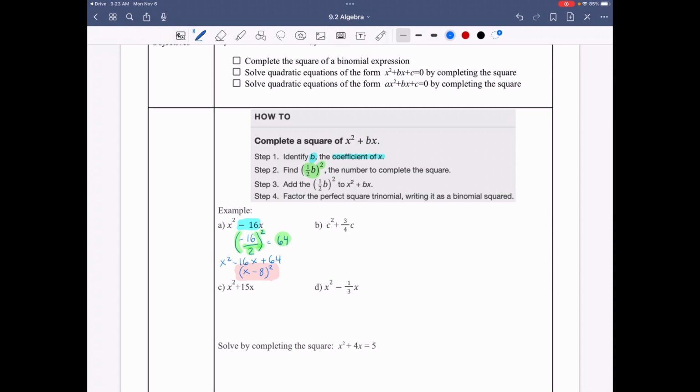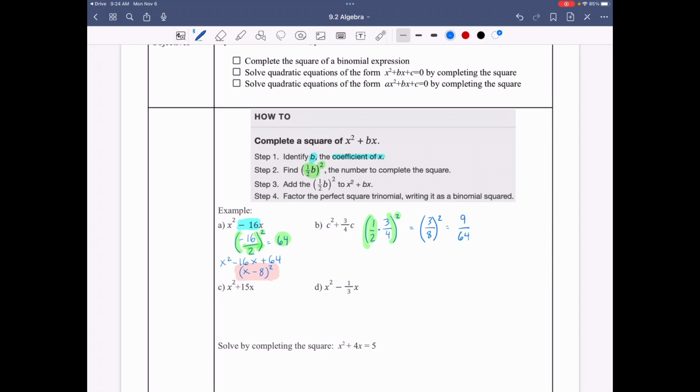So let's do this again for b, but b is a fraction. So we're going to do the same steps. We're going to have 3/4, but we want half of it, and we're going to square it. All right, so this is what we're doing to complete the square. Half of 3/4 is equal to 3/8. Then we're going to square it. So that is going to be equal to 9 over 64.